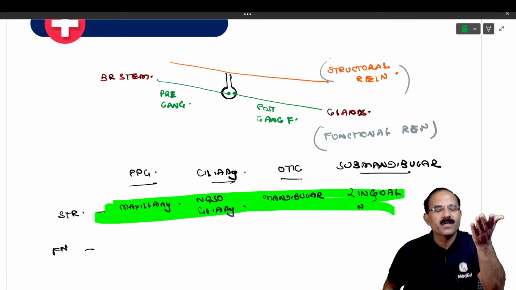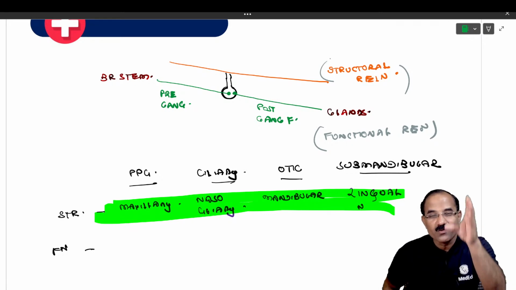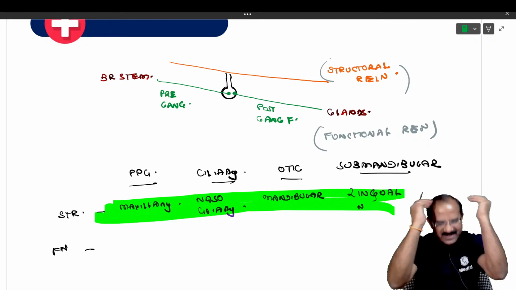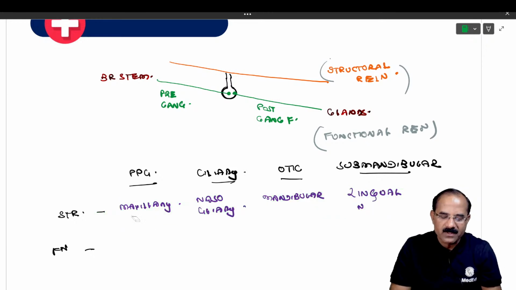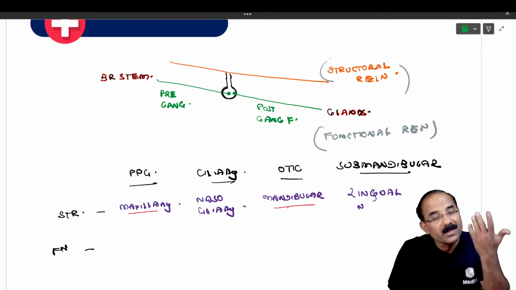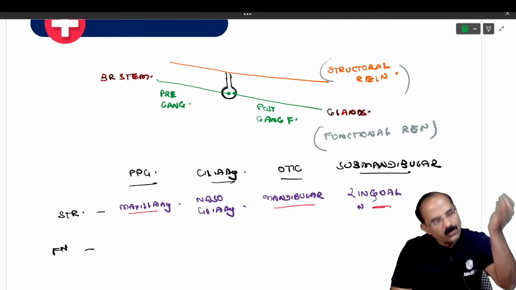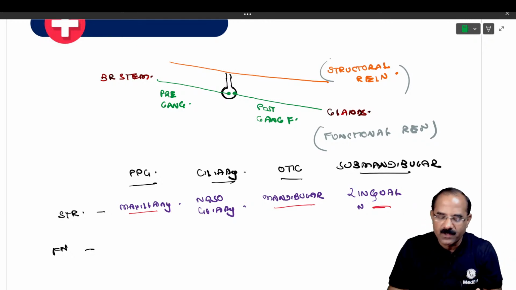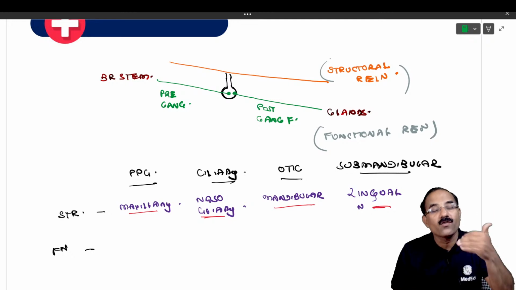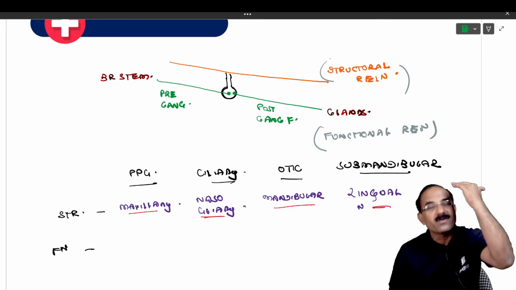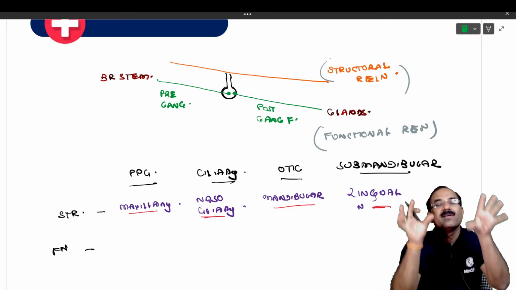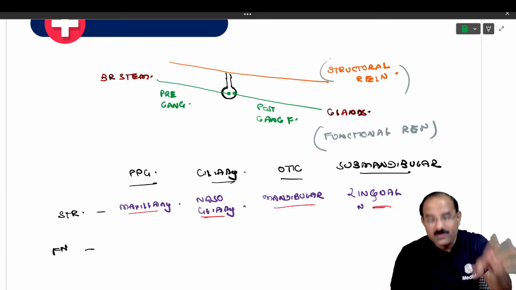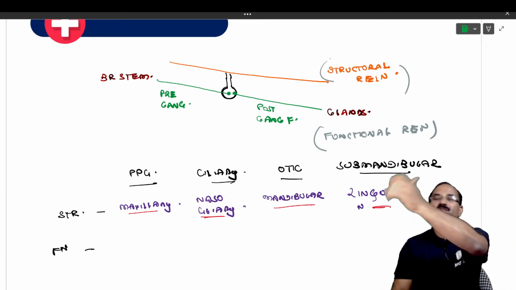Yes, very good. These are all branches of the trigeminal nerve. Understood? Maxillary is a direct branch of trigeminal. Mandibular is a direct branch of trigeminal. Lingual is a branch of mandibular, which is a branch of trigeminal nerve. And nasociliary is a branch of the ophthalmic division of trigeminal nerve. That means all these ganglions are hanging from one of the branches of the trigeminal nerve. Am I clear?